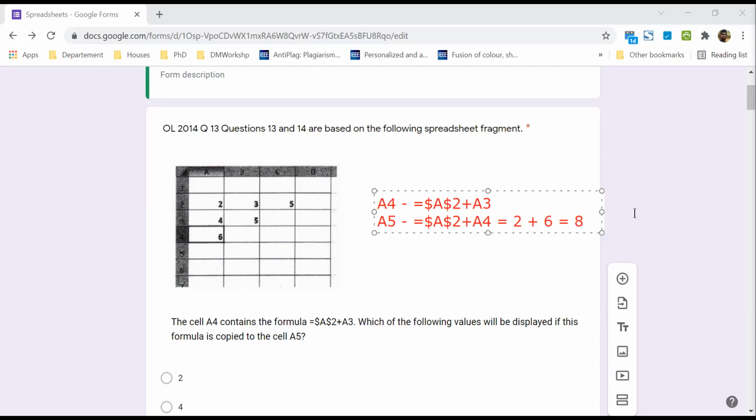Majority of your answers are correct, right? Good. So about 94% of your answers are correct. So it's good. Right. Let's move to the next one.